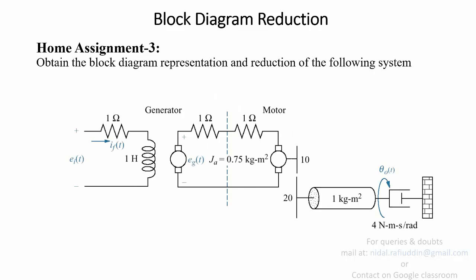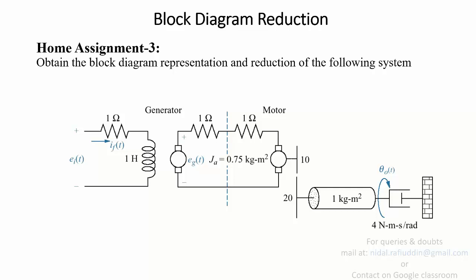Here's home assignment 3. In this case, you are required to find the block diagram representation and reduction of the system. In fact, this is a solved example from Norman Nise, so you can straightforwardly obtain the solution from there. But I suggest that you understand it, since I will be taking your quizzes and exams as open book tests. So it's suggested to all that you understand what is happening and how things are operating.